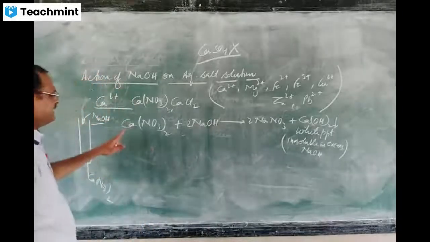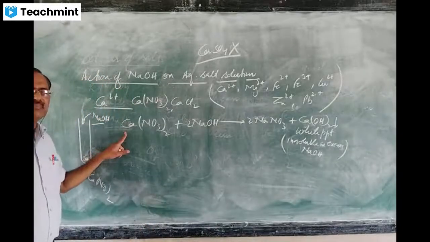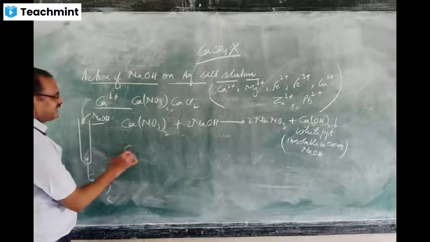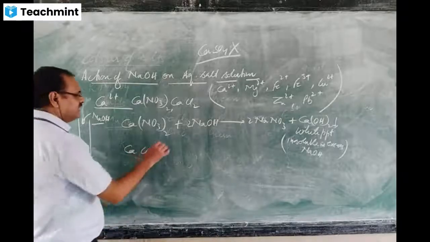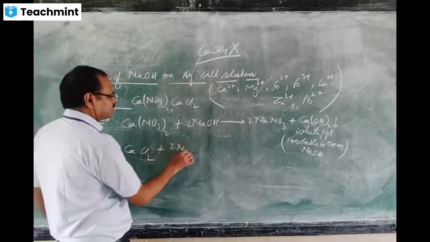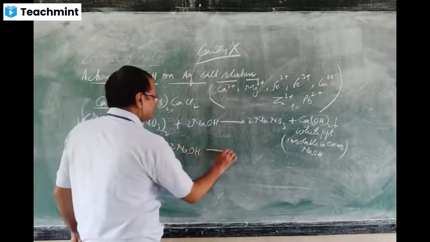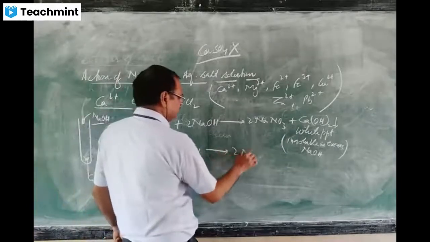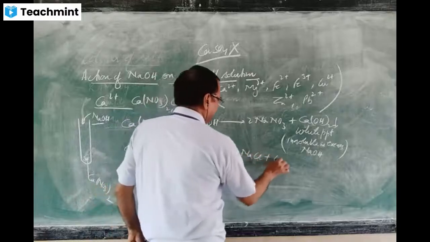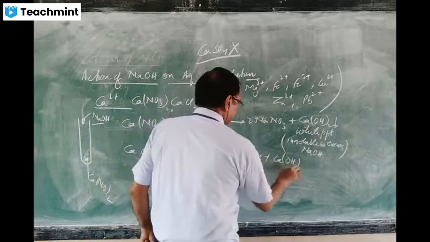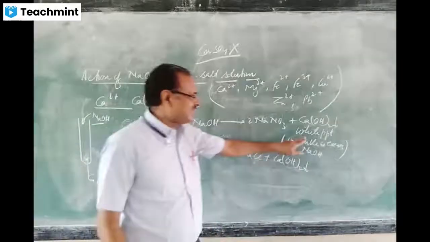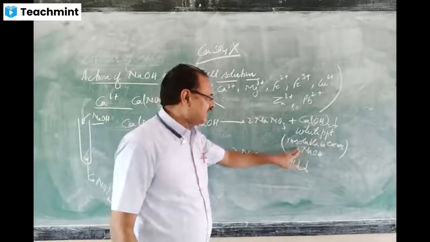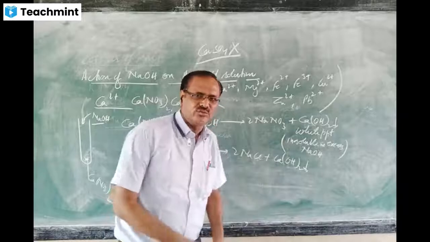In the same way, in place of calcium nitrate, you can take calcium chloride. Calcium chloride reacts with sodium hydroxide. This will form sodium chloride and calcium hydroxide. What is the observation? The observation will be the same: white precipitate insoluble in excess sodium hydroxide.